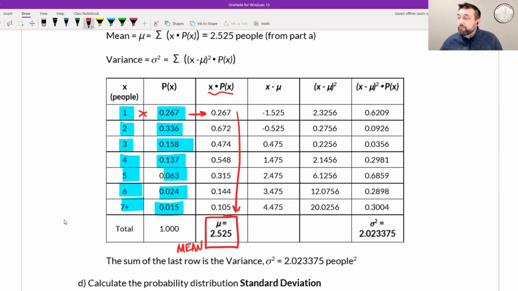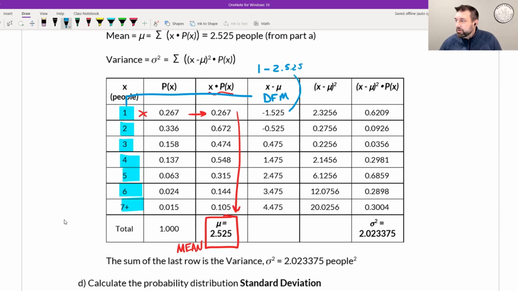Now, for each value, the number one, we are going to find the difference from the mean. This is the difference from the mean. So we are going to take, in this case, 1 minus 2.525. And that value goes right here. So that's the value, subtract the mean. So we take 1 minus the mean, 2 minus the mean, 3 minus the mean, 4 minus the mean, 5, 6, 7. So now we found for each value the difference from the mean.